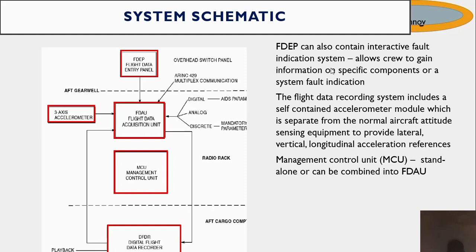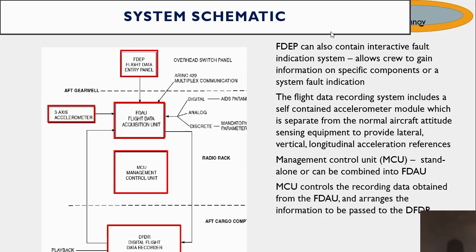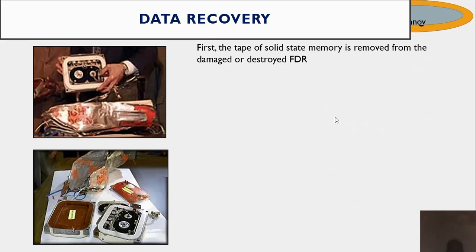The MCU, management control unit, stands alone or can be combined into the flight data acquisition unit. The MCU controls the recording data obtained from the FDAU and arranges the information to be passed to the DFDR.